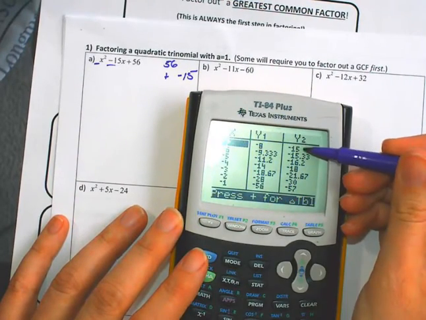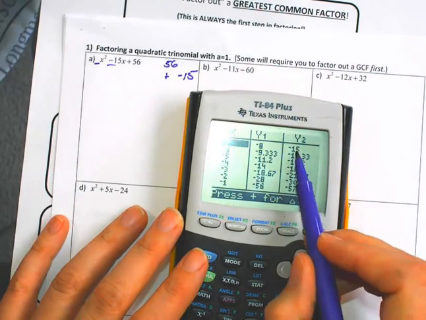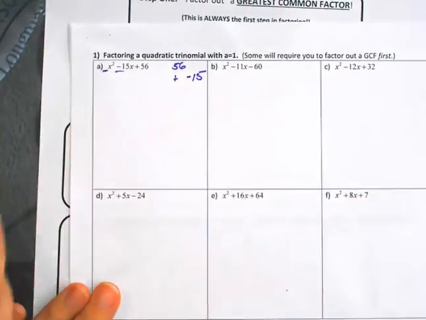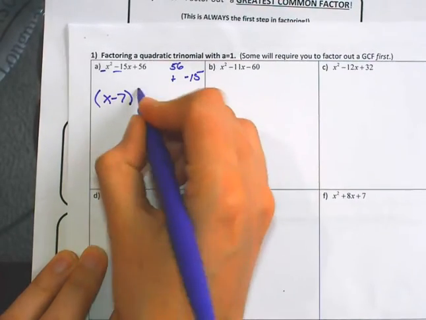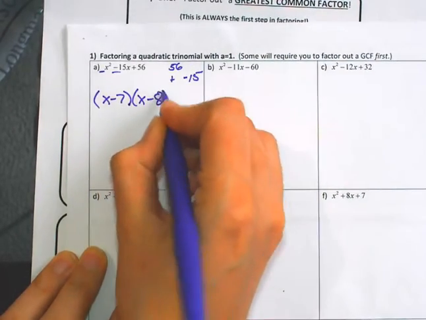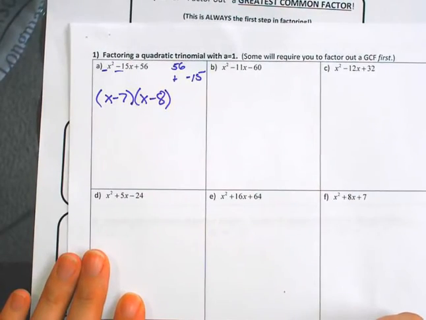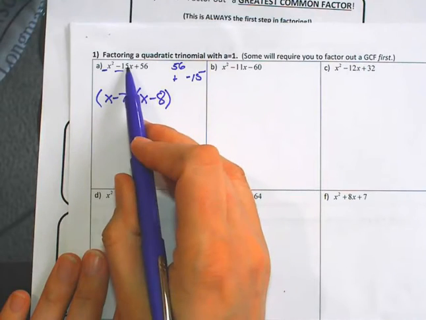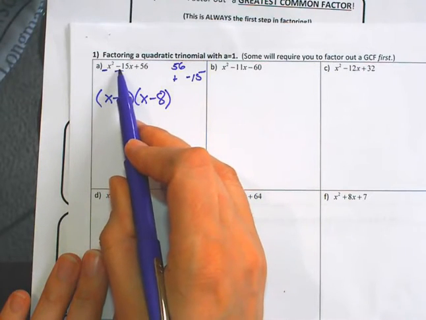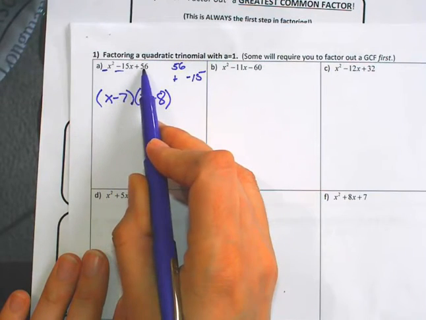This shows you what the factors add up to. I'm looking for -15, so those are my two factors. So I have x minus 7, x minus 8. And you're done. That's all you have to do with these. If you were to multiply this back together, you would get back to our x squared minus 15x plus 56.